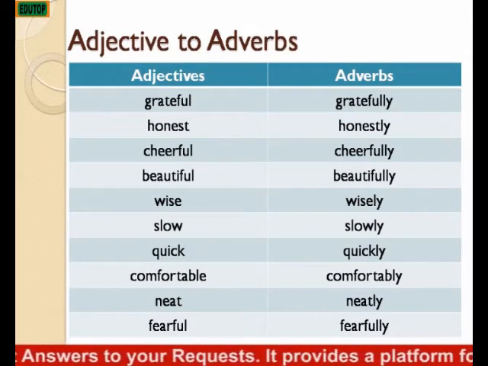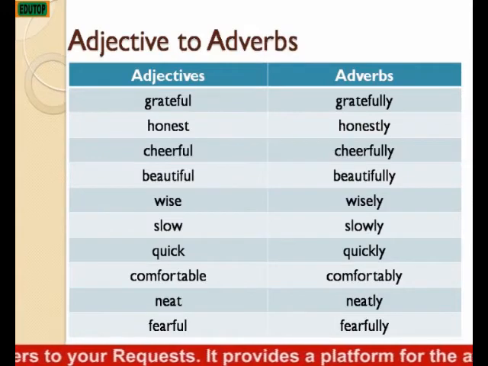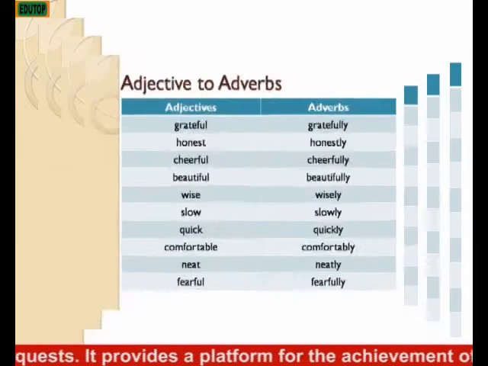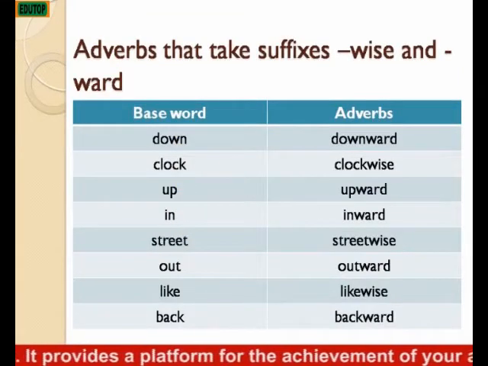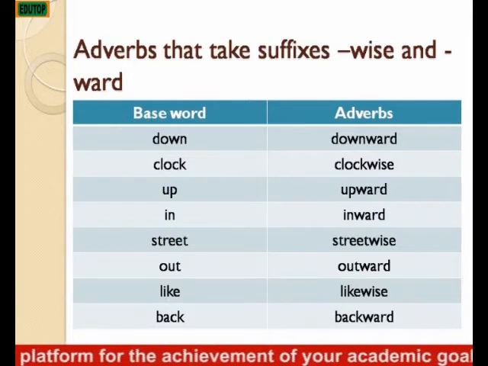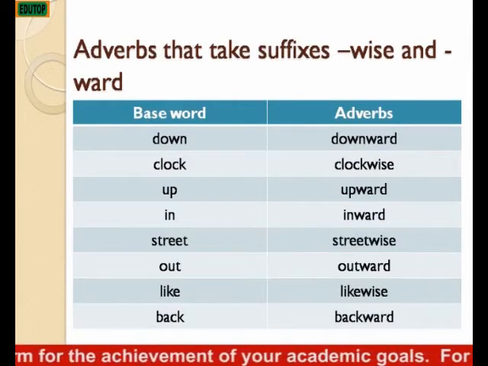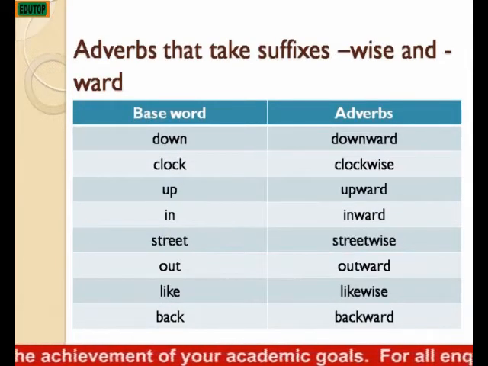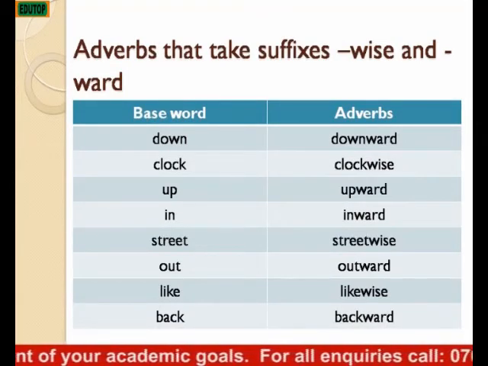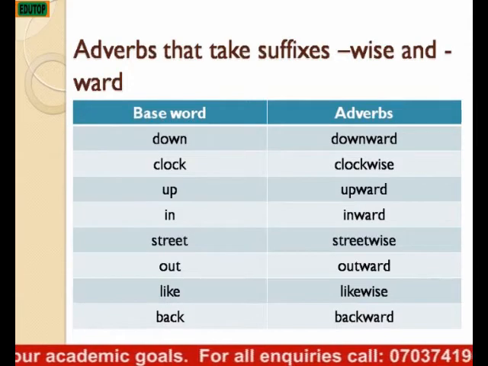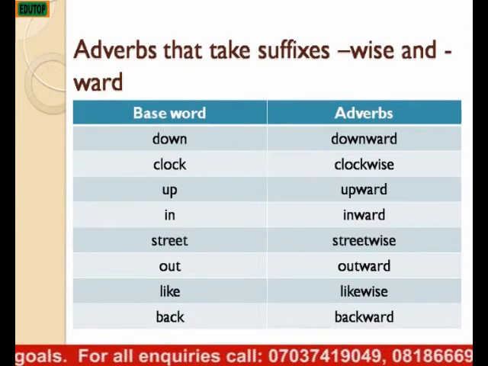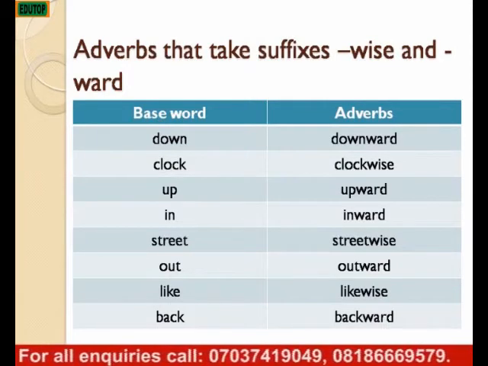fearful to fearfully. Some adverbs that take the suffix wise and word are considered. We have a list of base words out of which we can form adverbs by adding the suffix wise and word. The first column contains the base word, while the second column contains the adverbs that will be formed out of the base words. We have down.